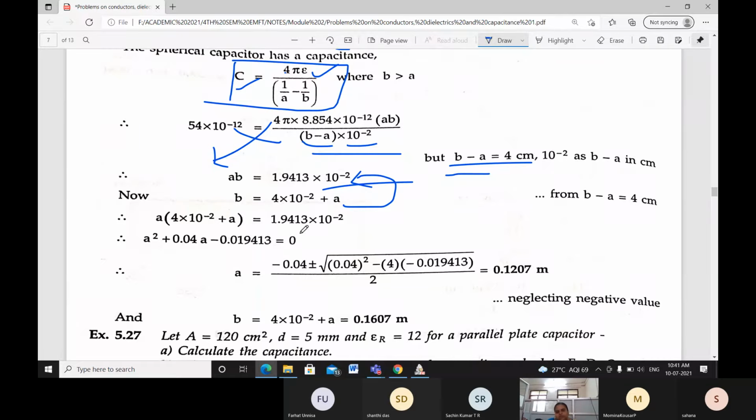Then take this part to this side and multiply A with the whole, and find the values. By using a calculator, you will get the direct linear equation and you will get the two values, or else you can use your basic maths rule. Any one method is fine. Using a calculator reduces the time. A you will be getting as 0.1207 meters. Therefore, what is our B? B is going to be 4 into 10 raised to minus 2 plus A, so it's going to be 0.1607 meters.